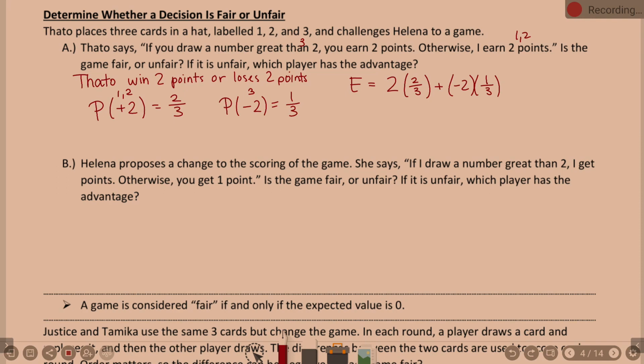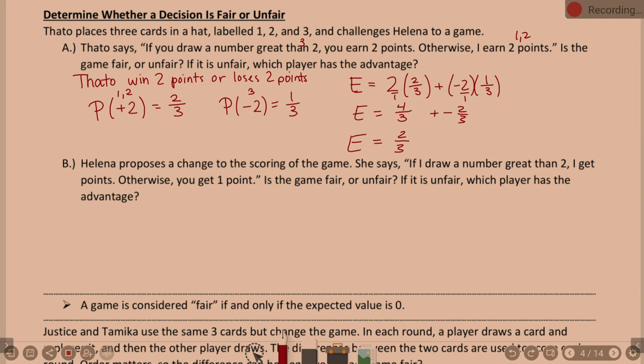Okay. Find this expected value with me. 2 times 2/3. What is 2 as a fraction? 2 over 1 times 2 over 3 is 4 over 3. Plus negative 2 times 1/3. Well, that's negative 2 over 1 times 1 over 3, which is negative 2/3. 4/3 plus negative 2/3 is 2/3. Okay, that says Theo has an expected value of 2/3.